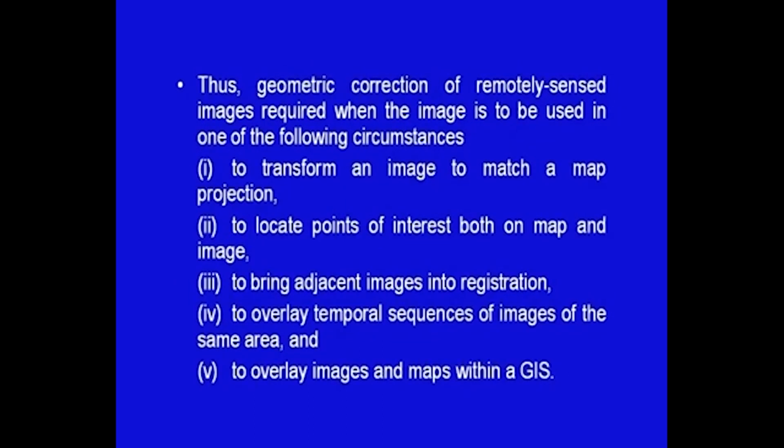Thus, the geometric correction of remotely sensed images is required when the image is to be used for one of the following circumstances: to transfer from an image to a map projection, to locate points of interest both on the map and on the image, to bring adjacent images into registration, to overlay temporal sequences of images of the same area, and to overlay images and maps within a GIS.